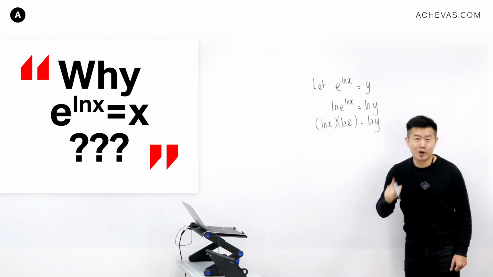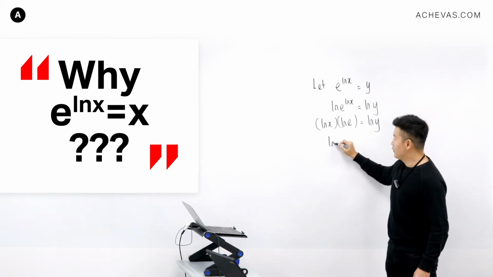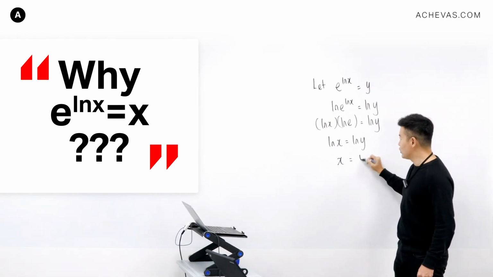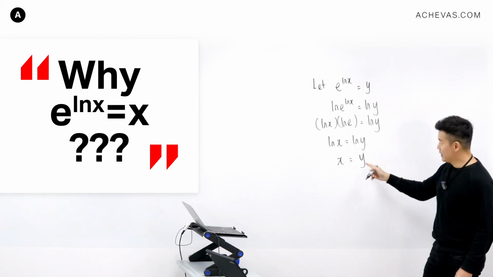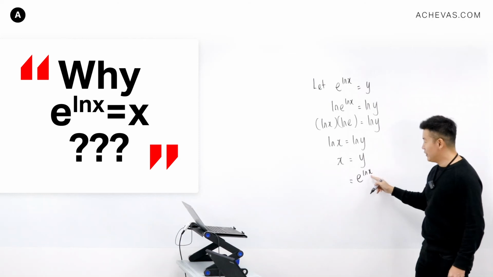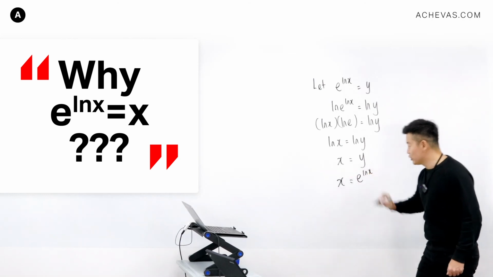And what is ln e? Ln e is 1. So we will be left with ln x is equal to ln y, which means that x should be equal to y. But wait a minute, what is y? Y is e to the power of ln x. So we have proven that e to the power of ln x is equal to x.